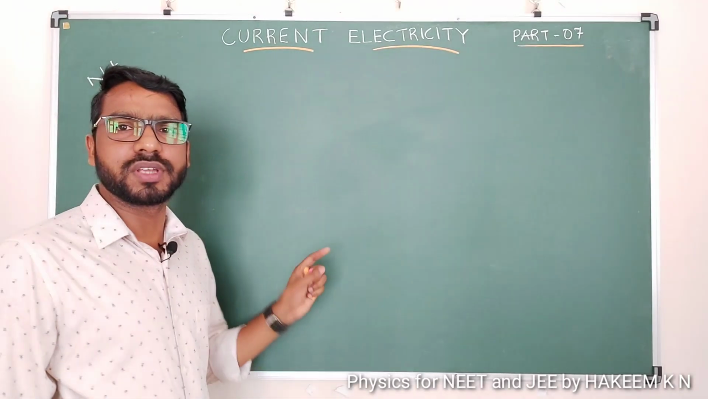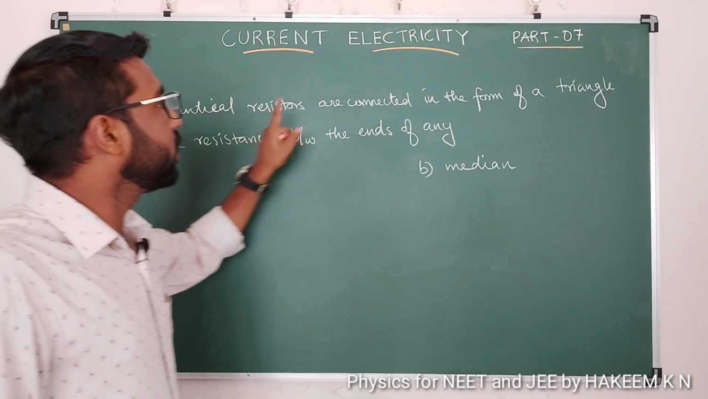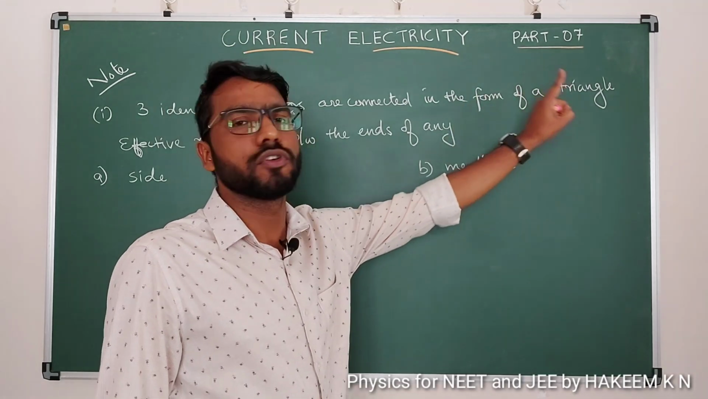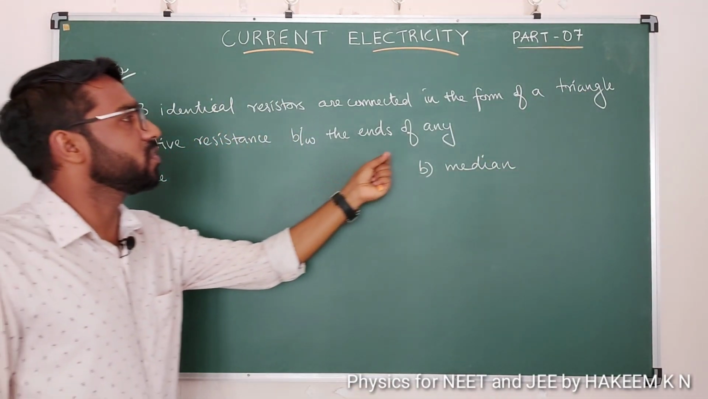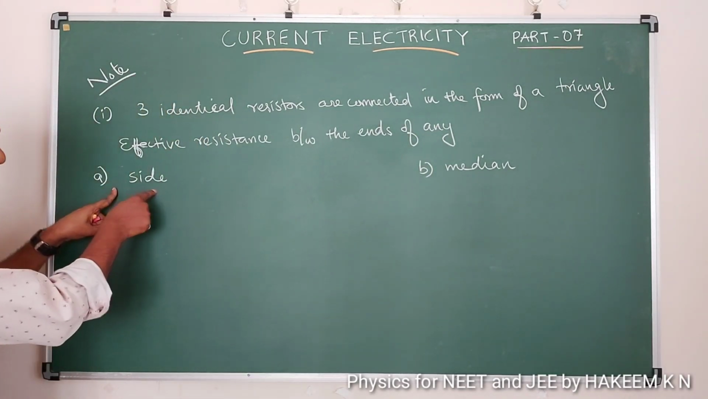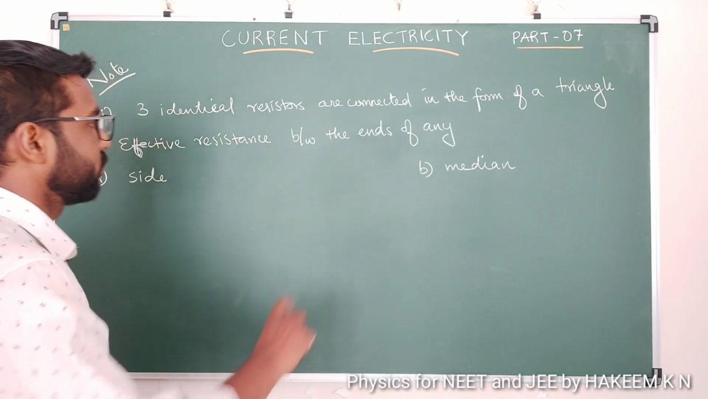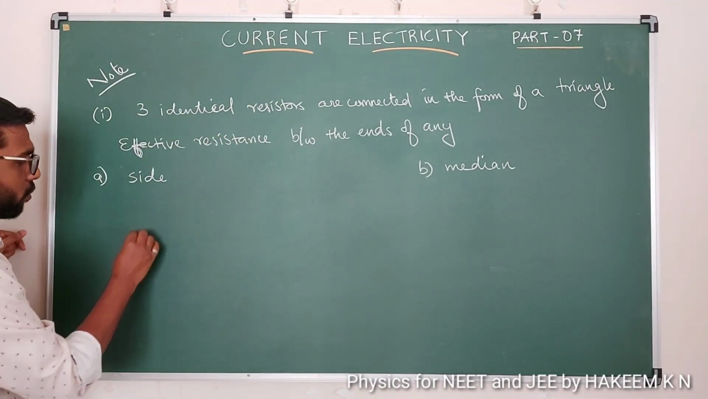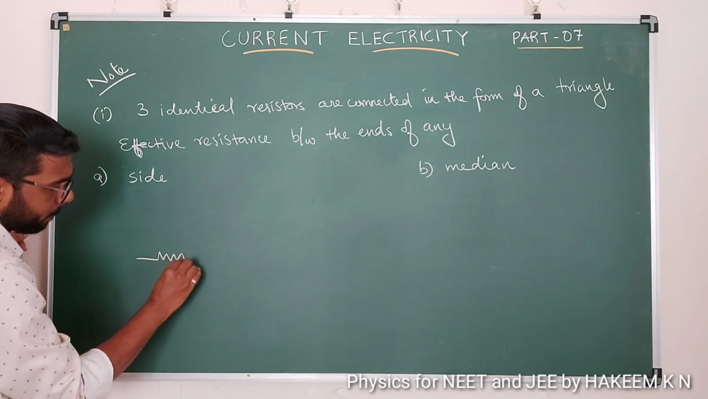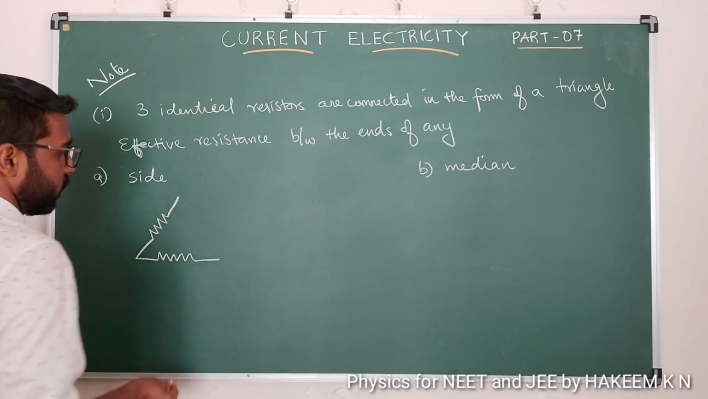This lecture I am starting with a note. First point, three identical resistors are connected in the form of a triangle. Effective resistance between the ends of any side and between the ends of any median, that we have to find. In the form of a triangle, three identical resistors are connected.